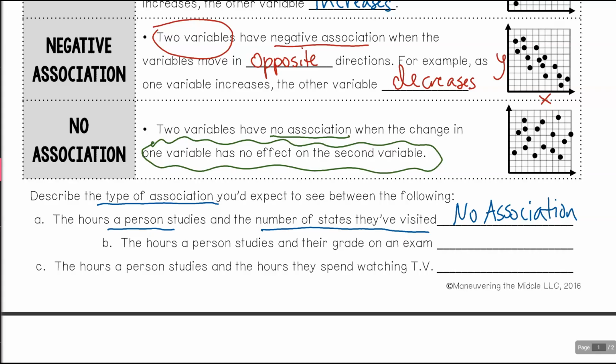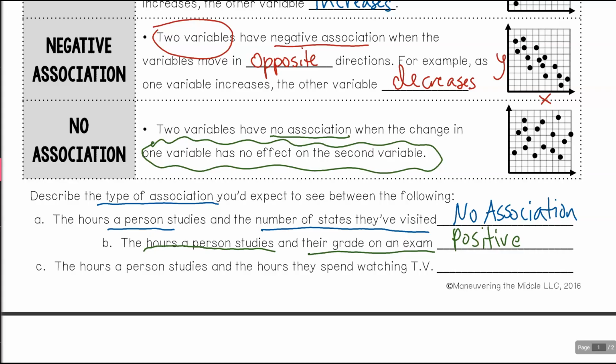If I look at B, this is a little bit different. The hours a person studies and their grade on the exam. For the most part, and this is really important too, don't talk yourself into this. Don't come up with crazy scenarios. Read it just like it says. The hours a person studies and their grade on the exam, that's generally more of a positive relationship because the more you study, a lot of times, the better your grade is on the exam.